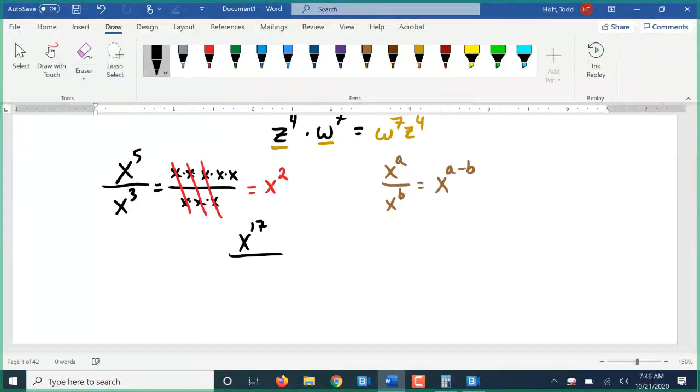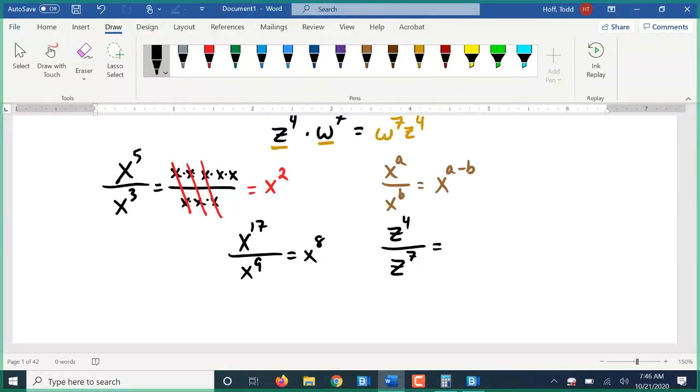X to the 17th divided by x to the 9th comes x to the 17 minus 9 is 8, x to the 8th. Z to the 4th divided by z to the 7th.